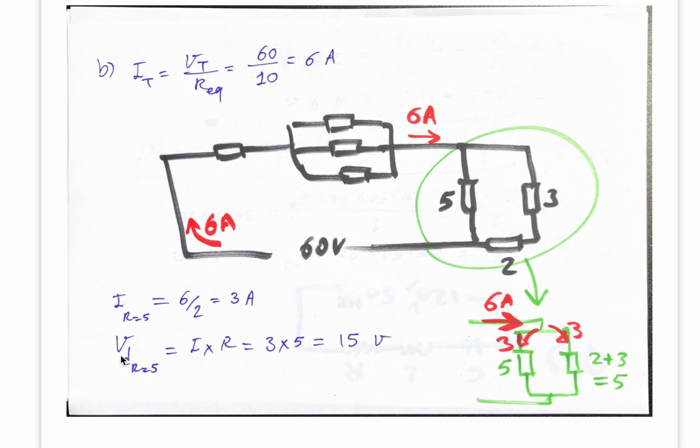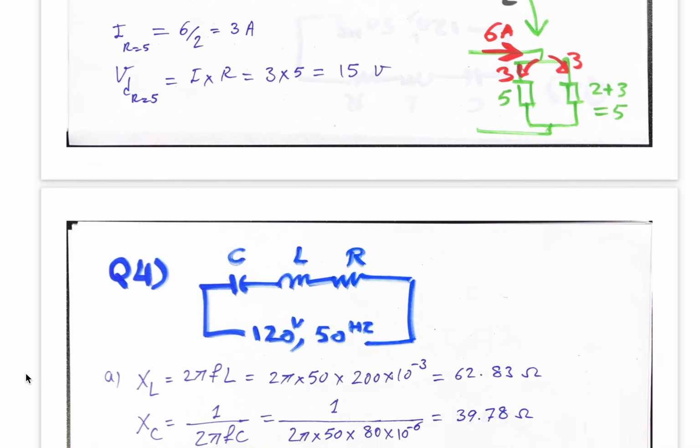Okay, so current flowing through this 5 ohm resistor is 3 amp. So you need to multiply this 3 amp by the same resistance, this 5 ohm, and you get voltage. This is called voltage drop at resistor 5, or R equals 5.